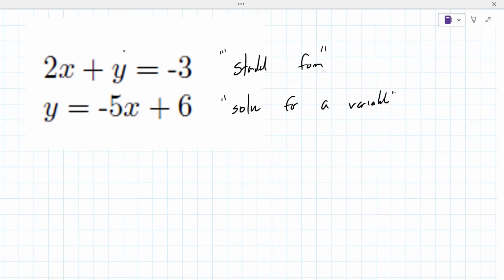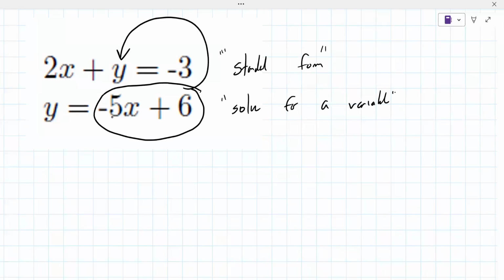Okay. So if you remember from last time we talked about standard form, the second one's actually slope intercept form. Now you take the one that's solved for the variable and you put that back in. Like that. You put it back in. So instead of y, you're going to write minus 5x plus 6. So that's 2x plus minus 5x plus 6 equals minus 3.